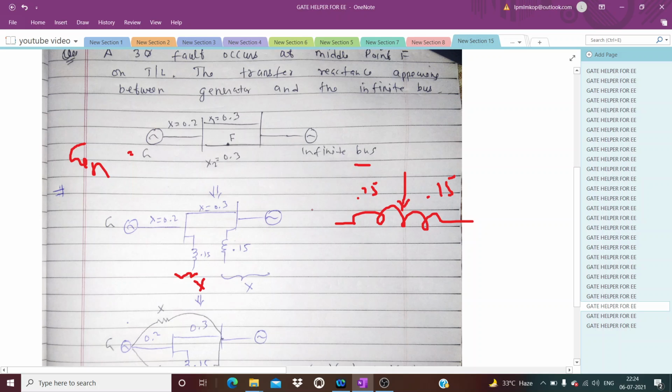Now listen, this is the infinite bus. Infinite bus means a voltage source with magnitude one and a zero phase, you can assume a zero phase. An infinite bus is a bus whose voltage is constant irrespective of variation of load. So this is a voltage source of magnitude 1, and this inductance of 0.15 ohm, we are neglecting.